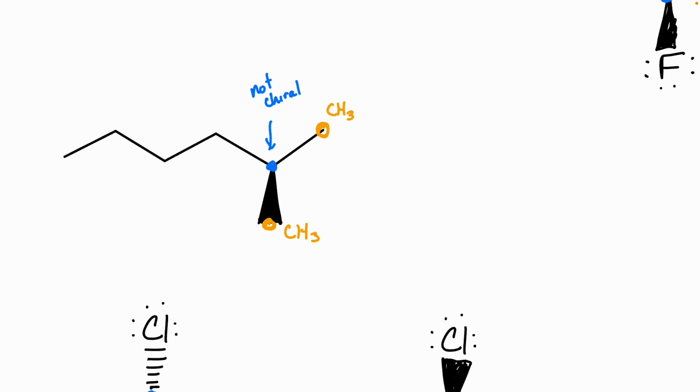We have a fancy word for that, achiral. That means not chiral. Chiral versus achiral. Achiral means it's not chiral. Yeah, I don't make the rules. Latin something or other, I'm sure.